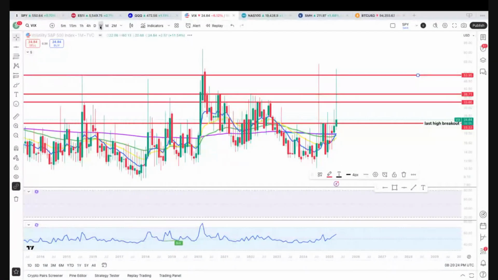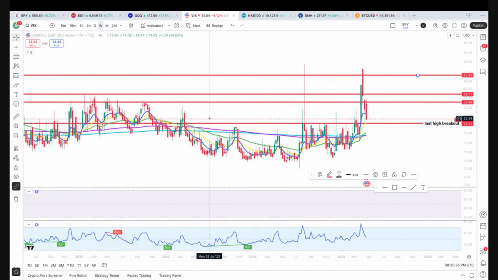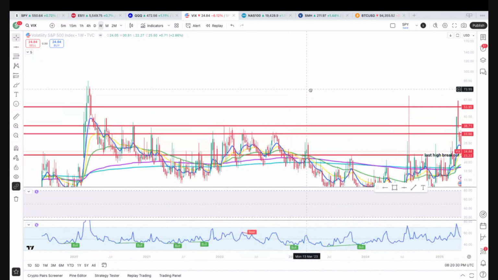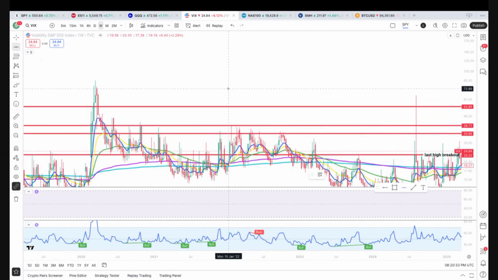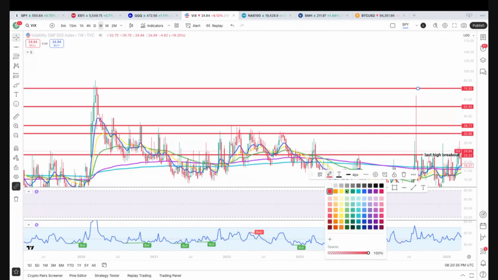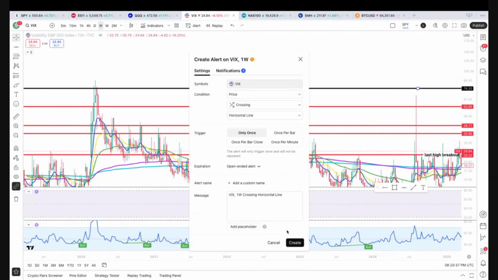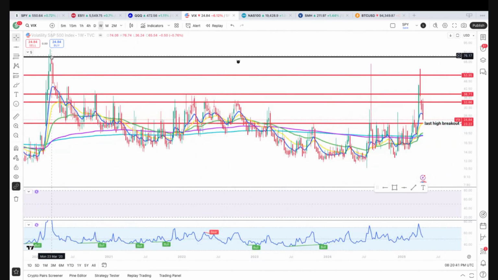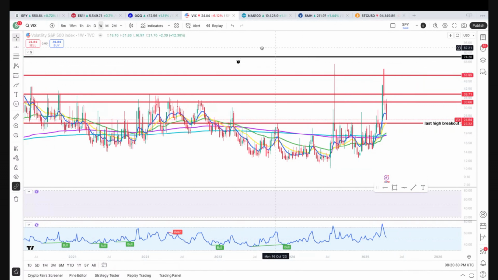All right, now let's go to the weekly. On the weekly, we have the high that we would be retesting. This got as high as 74. Once the VIX reached here, we had a nasty pullback back in 2020. Once the VIX reached here, it pulled back. So we know this is a strong area of resistance, okay?